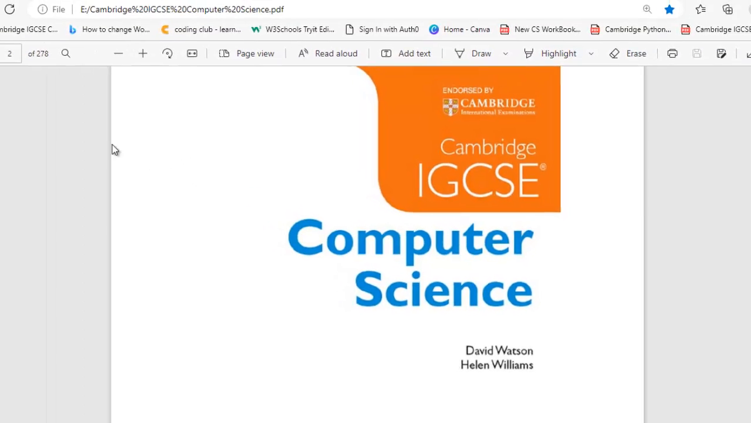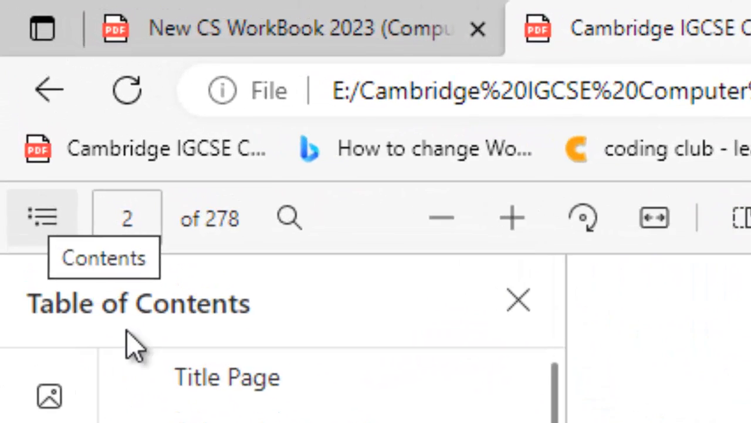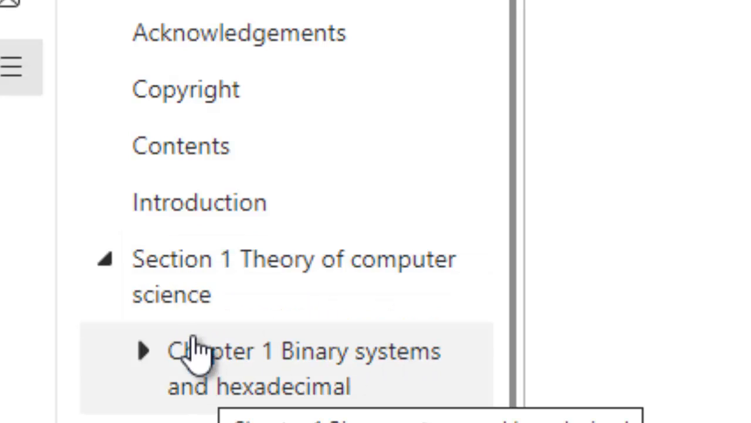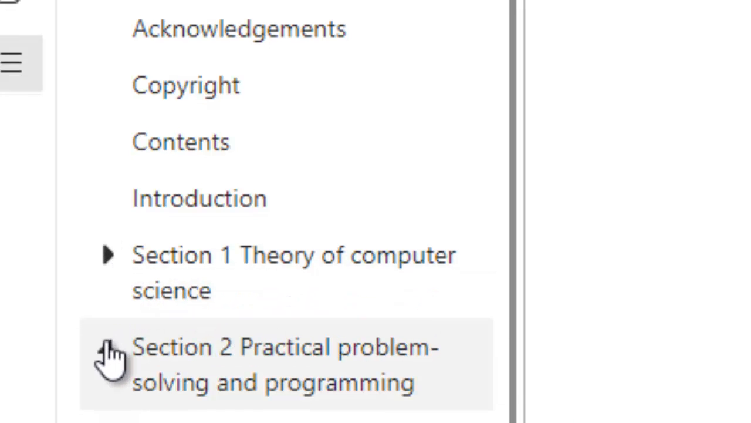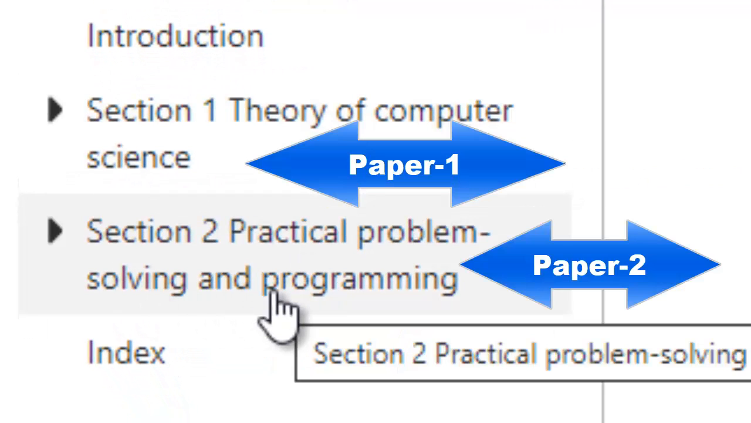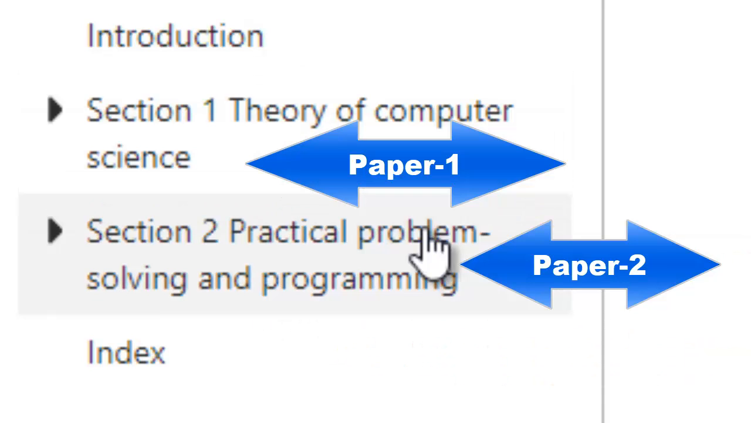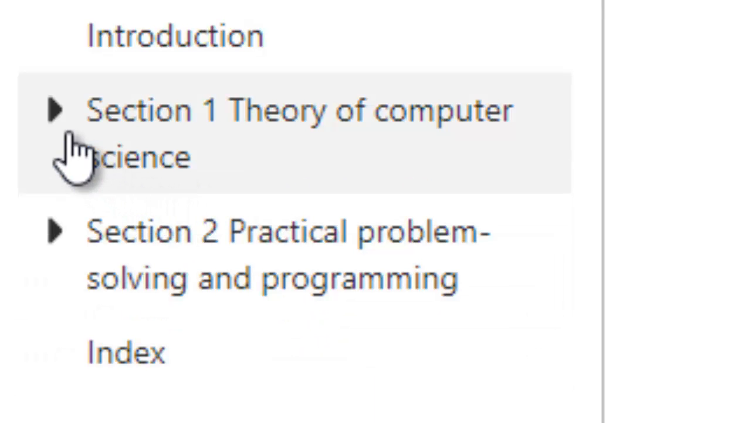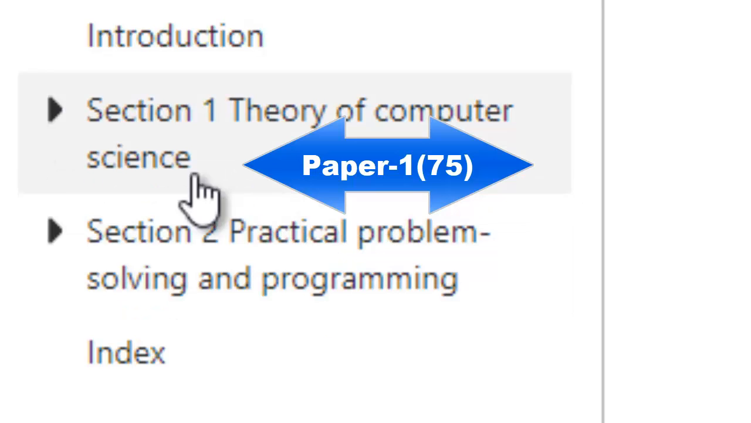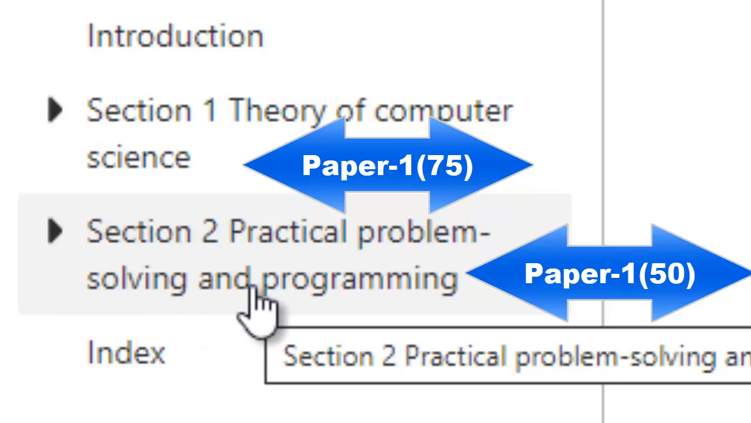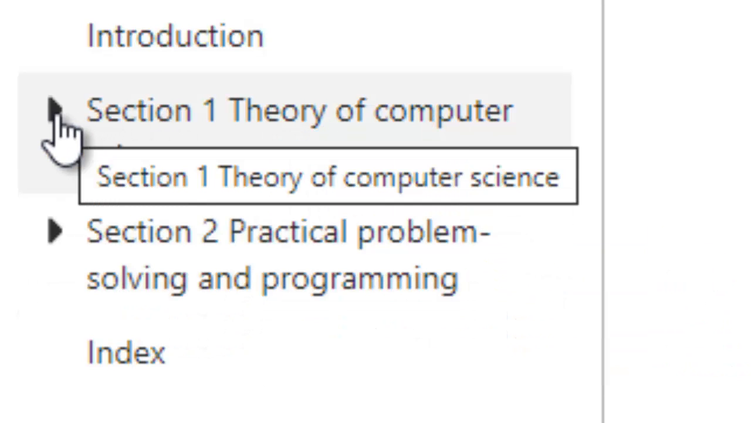When you open this PDF book, on the top left corner click on content, and you can find these hyperlinks. There are two sections. Section 1 is related to paper 1 and section 2 is related to paper 2. This is our theoretical paper, and this one is practical, where we use a practical approach to learn algorithm and design. In the old syllabus, this paper carries 75 marks and this one carries 50 marks. Now let's check its content.